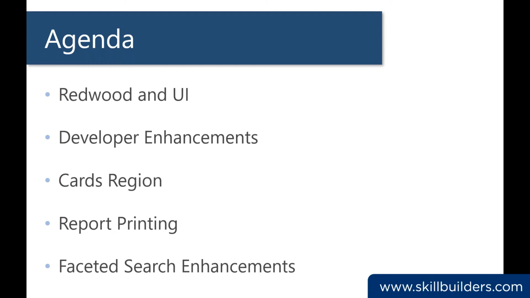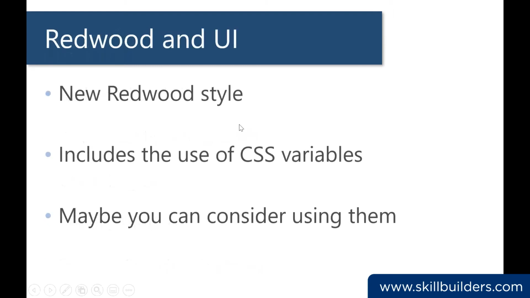Report printing has been absolutely fantastic, and I think Menno did a super awesome job in providing us with an API that we can leverage to provide our own custom printing or interaction with the printing engine. And then, of course, faceted search got some very helpful improvements, and we're going to go over all of these things.